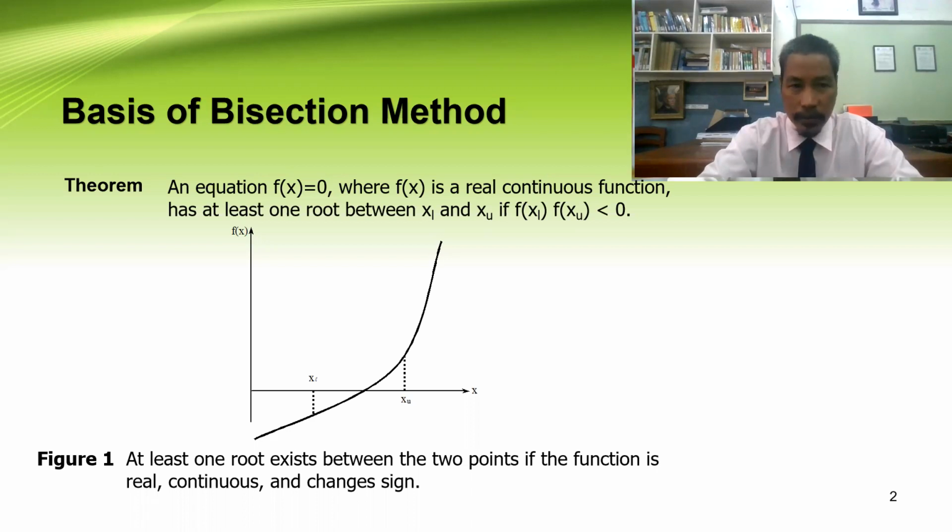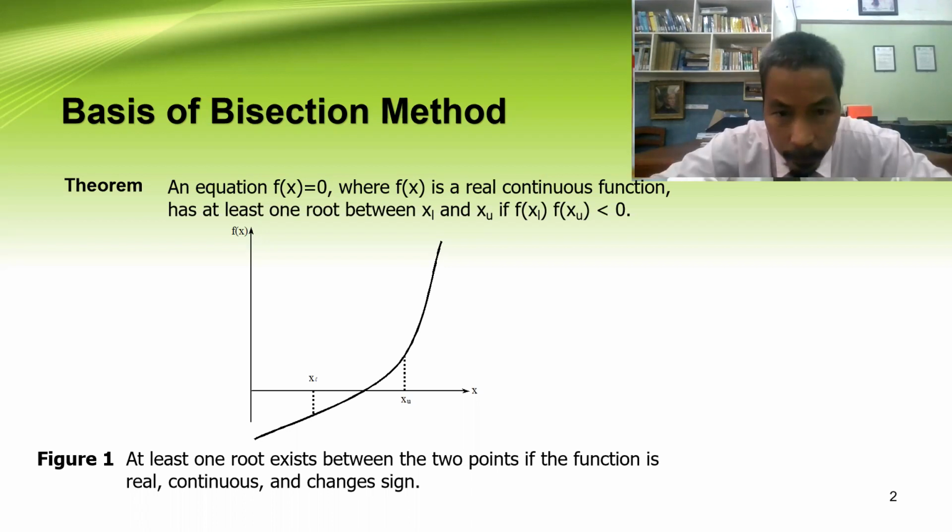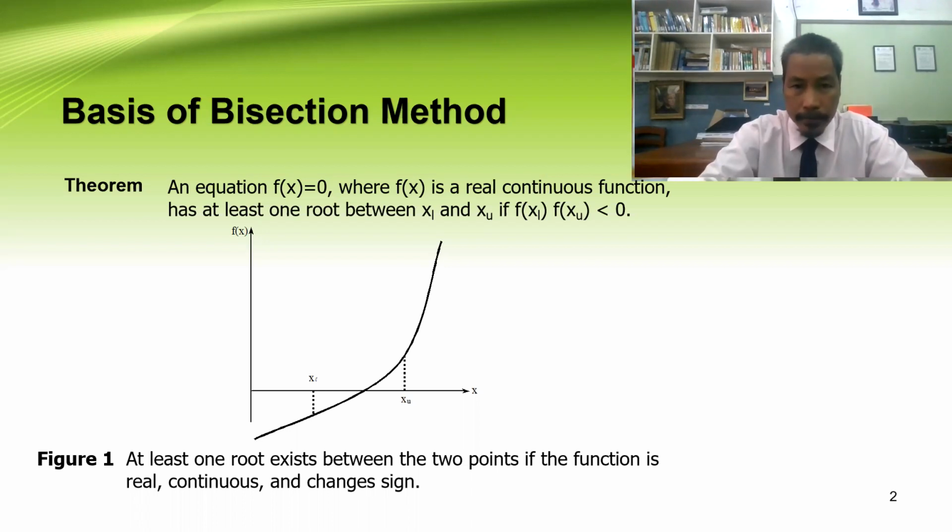Bisection method. What is the basis? There is a theorem in mathematics which says an equation f(x) equal to 0, where f(x) is a real continuous function, has at least one root between x_l and x_u. If f(x_l) times f(x_u) is less than 0, meaning if you multiply the value of f(x_l) by f(x_u) and the result is less than 0, then the given function f(x) has at least one root.